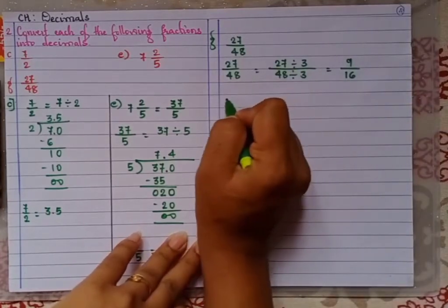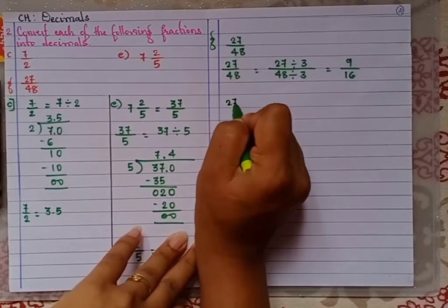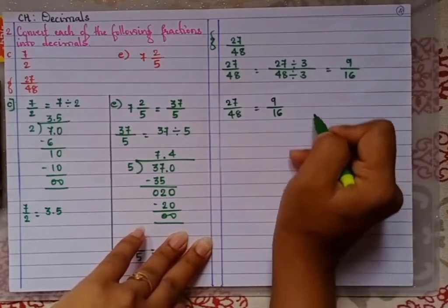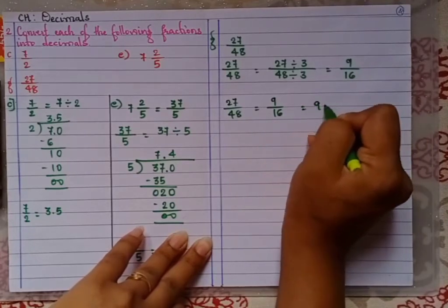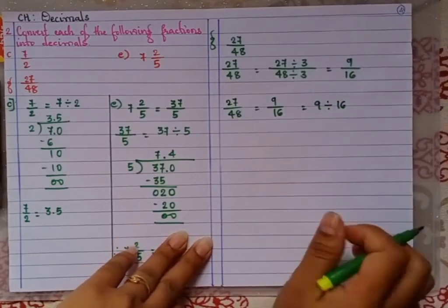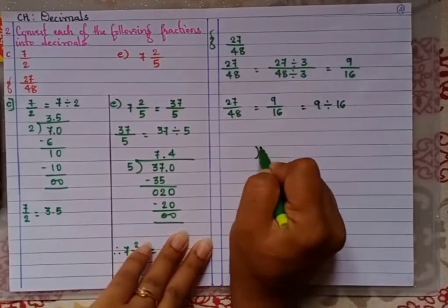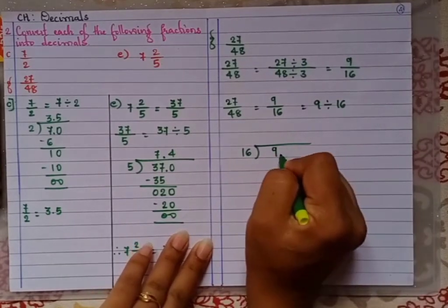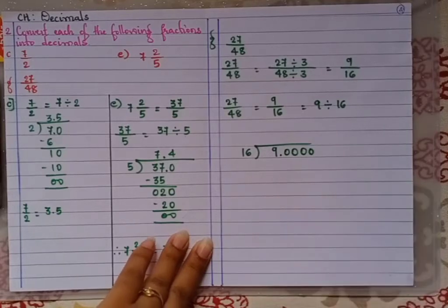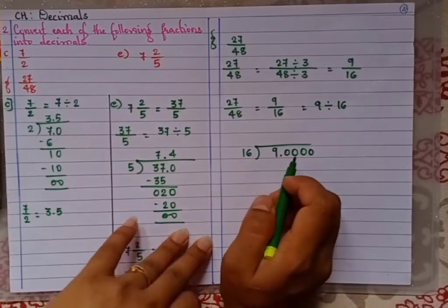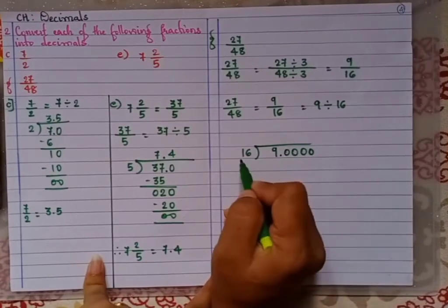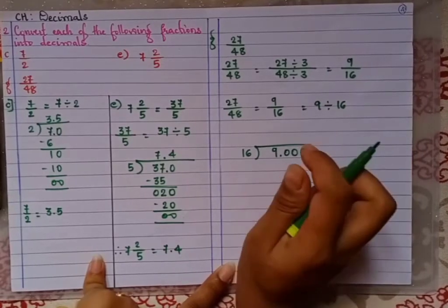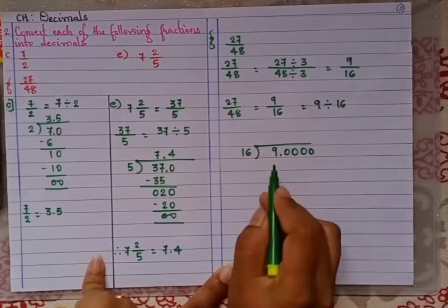So let's rewrite this. 27 upon 48 equals 9 upon 16. These are equivalent fractions, and the meaning of 9 upon 16 is divide 9 by 16. Now let's divide them actually. So 9 is a dividend and 16 is a divisor. 9 can be written as 9.0000. So we have to divide this number until we get the remainder 0. Now let's start dividing. So 9 is not there in table of 16. You know that we can't divide smaller number by bigger number.